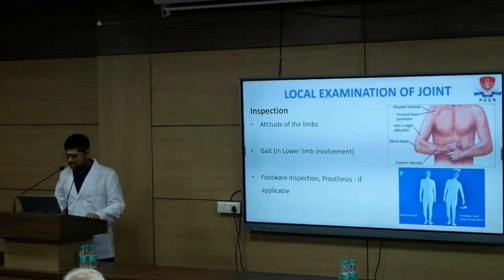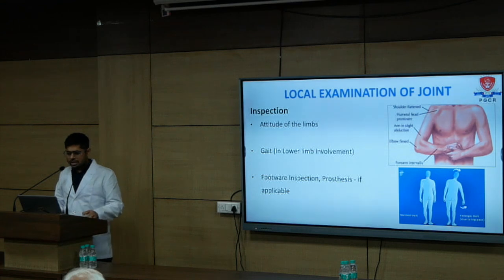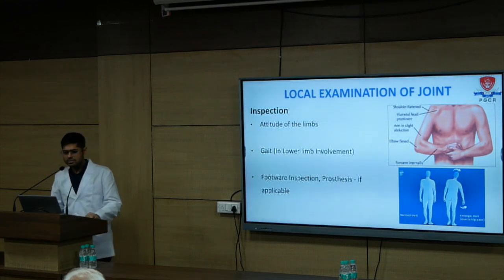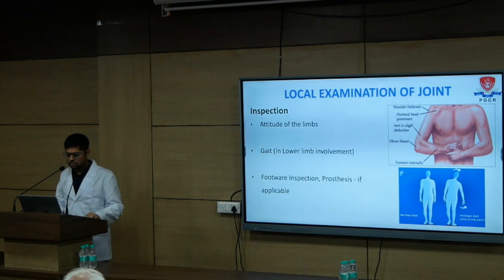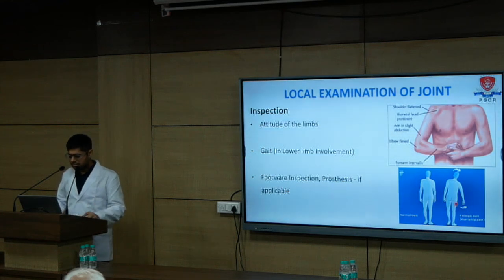Now coming to local examination of the joint. Starting from attitude, we should look for the attitude of the limb in which the patient presents to us. In case of lower limb involvement, we should examine the gait. We should also look for footwear and prosthesis wear and tear in relevant cases.